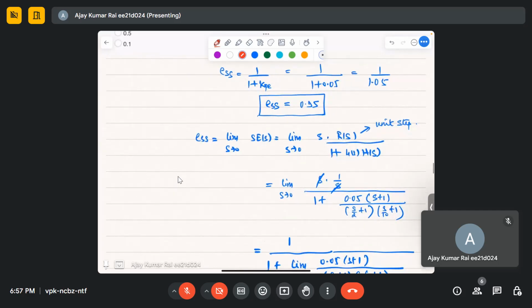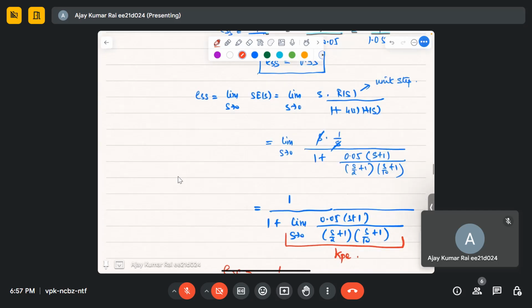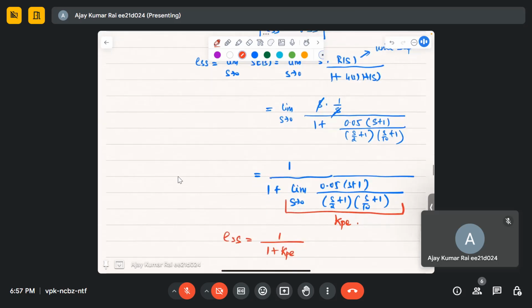Only for the type 0 system you will get this. We have already discussed that when discussing how to find the various error constants. Any doubt in this case?